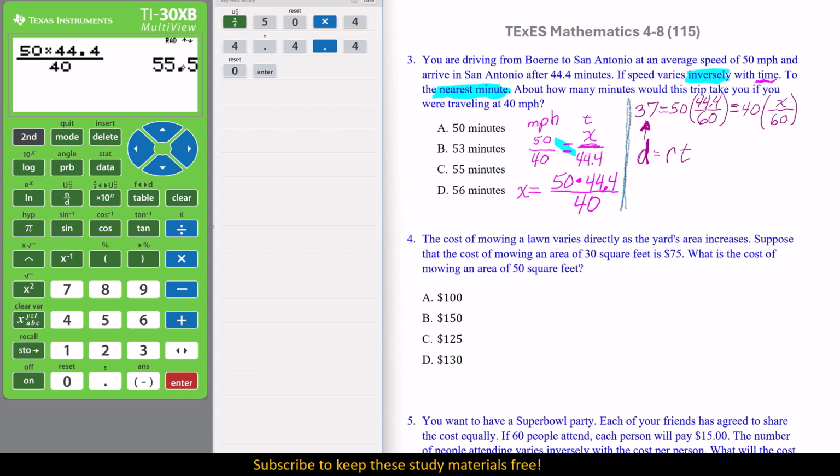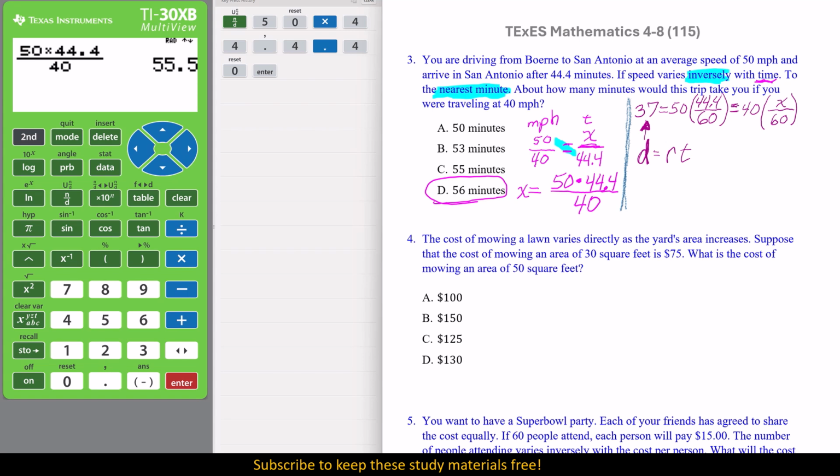Yes, and because it's a half and it wants us to round, that means we need to go up, because remember rounding? If the decimal is 5 and up, we go up. So that leaves us with option D. Okay, let's look at number 4.